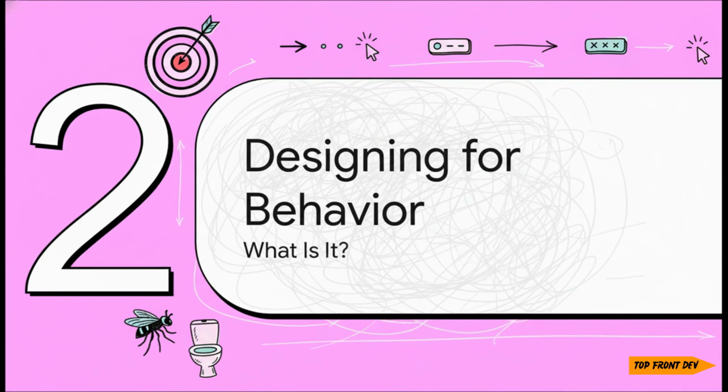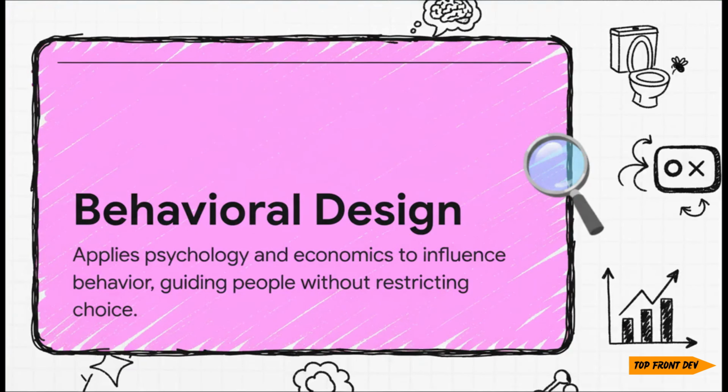So let's go ahead and put a formal name to what we just saw in action. At its core, behavioral design is all about using what we know from psychology and economics to build environments that gently guide people toward better decisions. Now, the most important part of that definition is the end, without restricting choice. The fly didn't put up a wall, it just made one path a little more appealing.